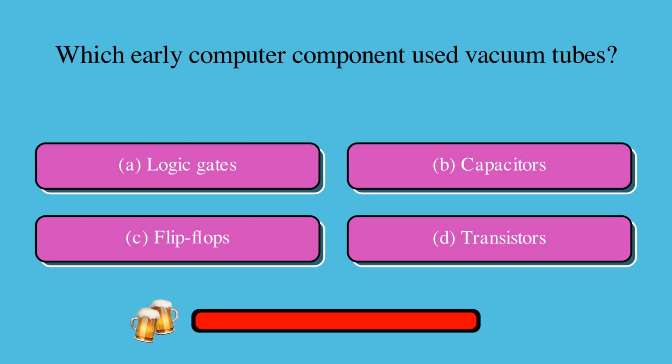Which early computer component used vacuum tubes? Is it A, logic gates, B, capacitors, C, flip-flops, or D, transistors? The correct answer is A, logic gates.